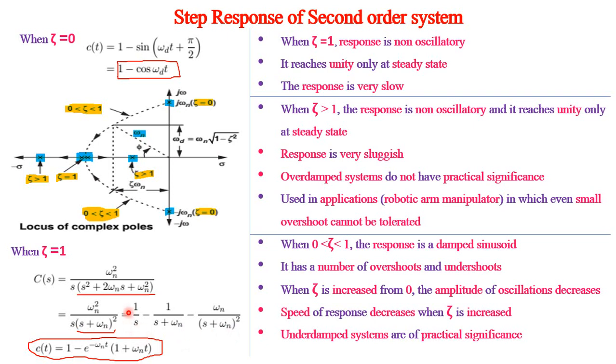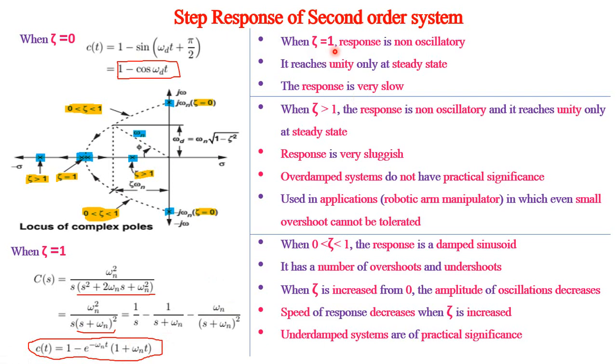If we take the inverse Laplace transformation, 1 by s is 1, and 1 by s plus omega n is e power minus omega n t. This omega n by s plus omega n whole square is omega n into t into e power minus omega n t, because the Laplace transform of t is 1 by s square, but we have s plus omega n whole square in the denominator. So replacing s with s plus a means we have to multiply in the time domain with e power minus a t. Therefore e power minus omega n t. So C of t is this relation.